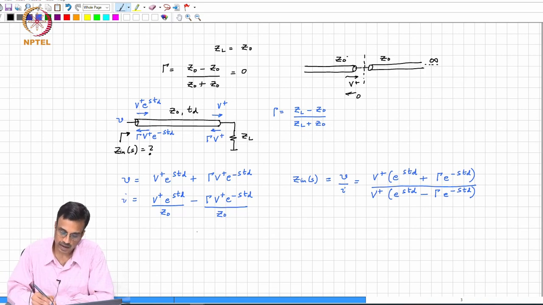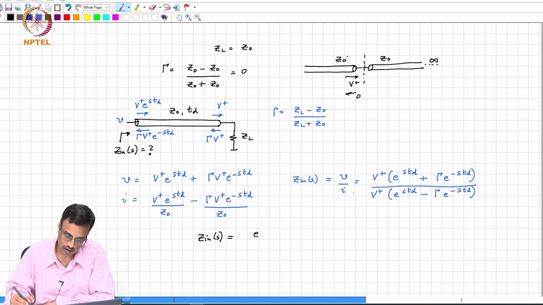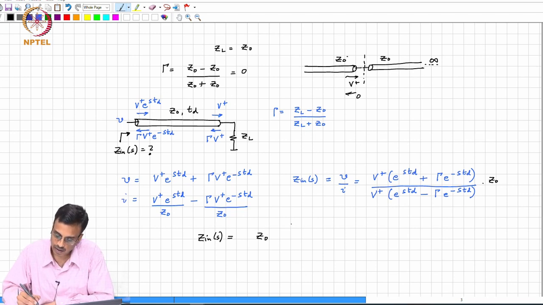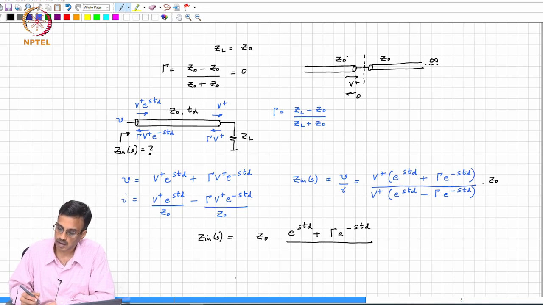So, the impedance is simply given by Zn of s equals Z naught times (e to the s td plus gamma e to the minus s td) divided by (e to the s td minus gamma e to the minus s td). Okay.